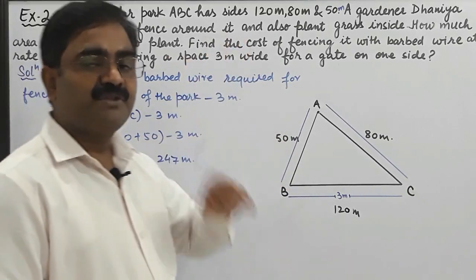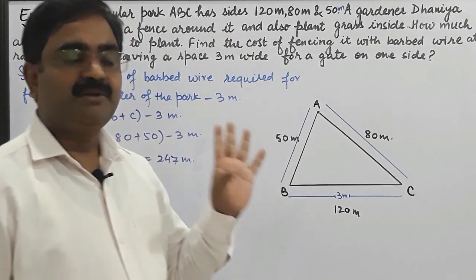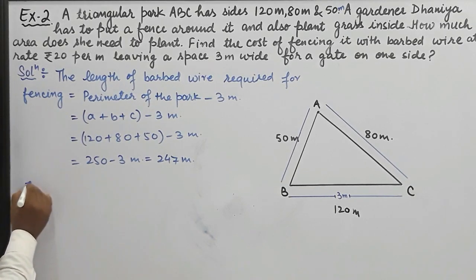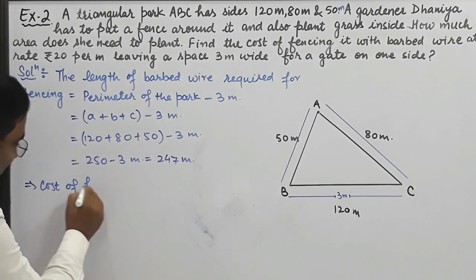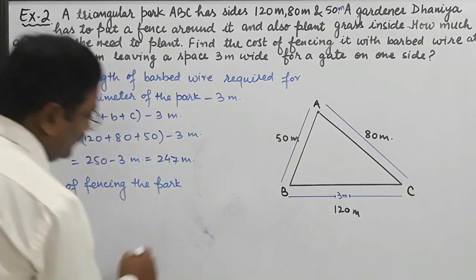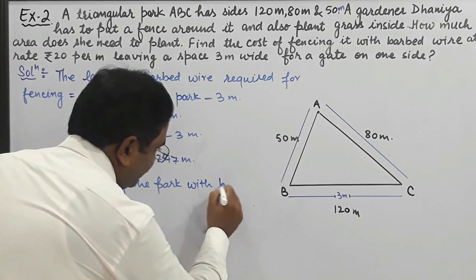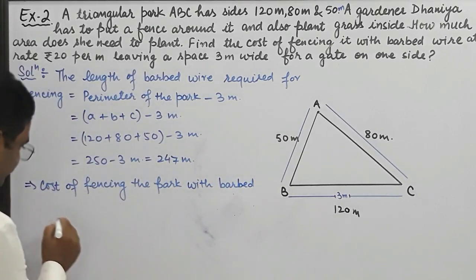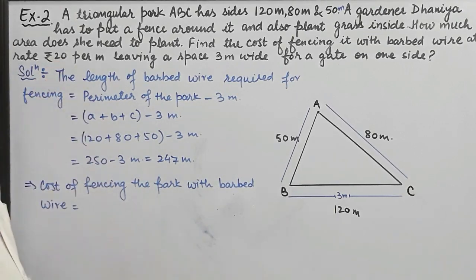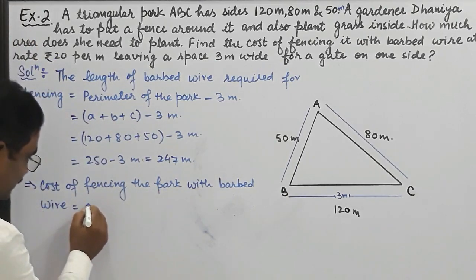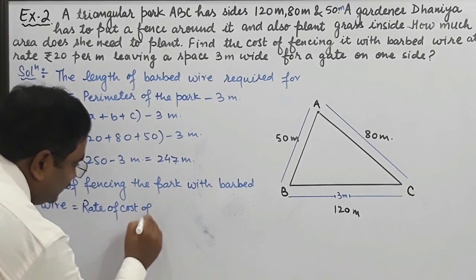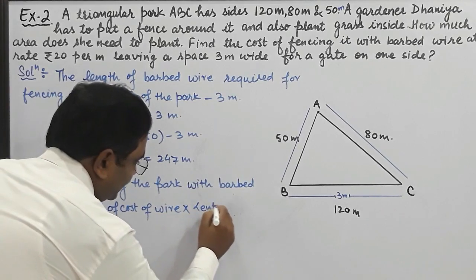Now we need to find the cost of this fencing at the rate of 20 rupees per meter. So this many meters of wire are required. So the cost of fencing, therefore, the cost of fencing the park with barbed wire equals the length of wire multiplied by the rate of cost of wire per meter, which is the rate of cost of wire multiplied by the length of wire.